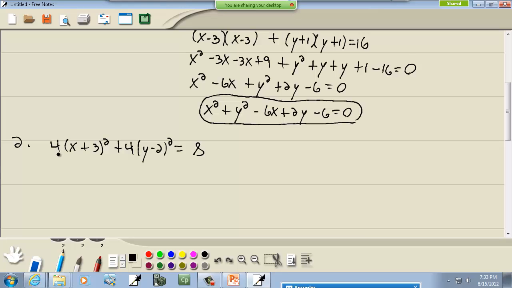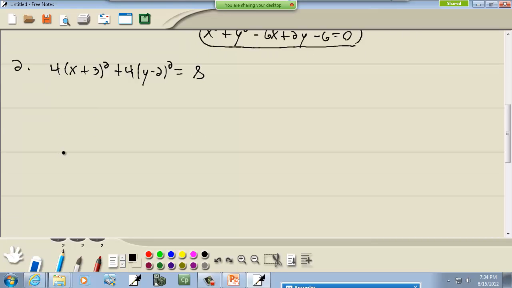Well, we can't have a number in front of the parentheses, but that one's easy. We can go through here and divide everything by 4. So I'll divide that by 4.